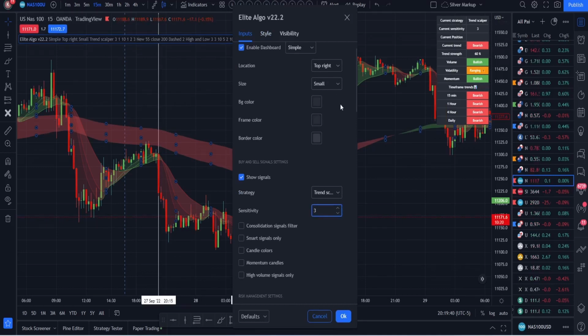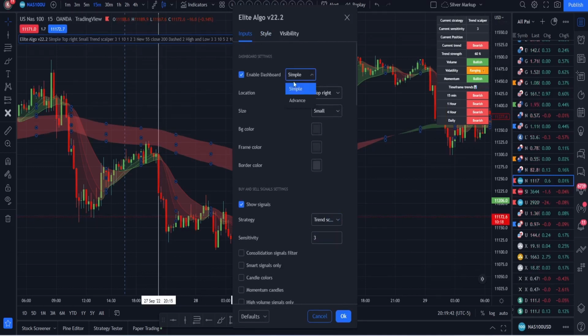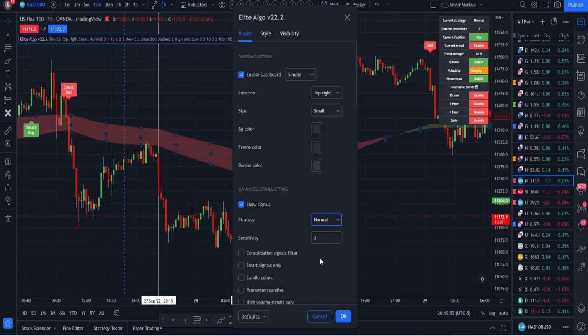Now this is where, let me go back and switch it to the normal mode right here, because that's going to give you the biggest view when it comes to using the sensitivity. So the sensitivity is how much needs to happen in the market for the Elite Algo to give you a trade, so give you an entry or a signal based off of its many calculations. So the normal is 3.